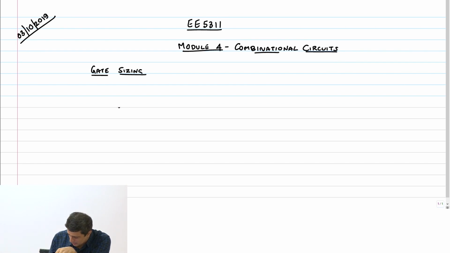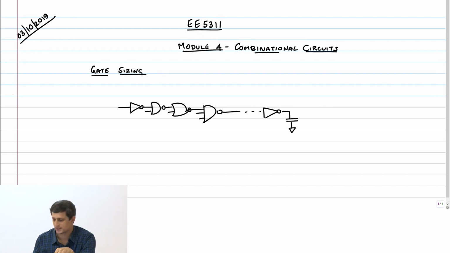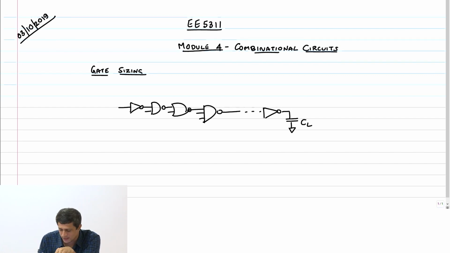Okay, so basically it's like this. You have, let's say, an inverter, maybe some NAND 2, then NOR 2, maybe NAND 3, it doesn't matter, or NAND 4, all the way to a final inverter, and then you have a load capacitance CL. Let's assume, without loss of generality, that this first inverter is a unit sized inverter, right? So this is just a 1x inverter.